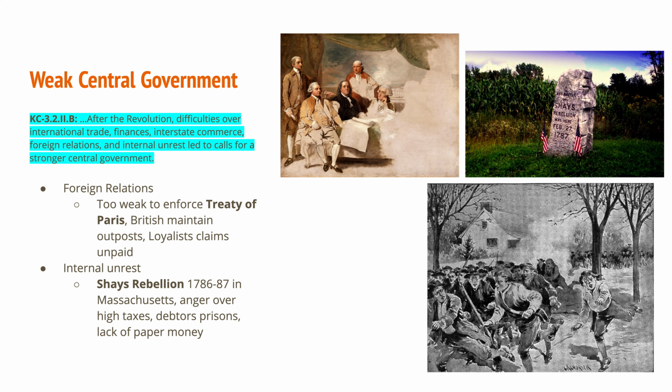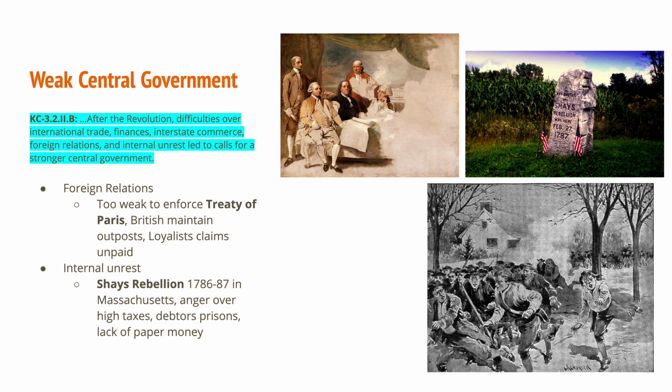Shays' Rebellion happens in 1786 to 87. It was led by Daniel Shays, a Revolutionary War veteran, over this debt crisis that's going on in Massachusetts. A lot of people are going into debt in Massachusetts. A lot of people are being put in prison because they are in debt. There's a lack of paper money, there's high taxes, and so he takes up arms, tries to raid an armory of the state, and after several months, it takes the Massachusetts militia to put down the rebellion.